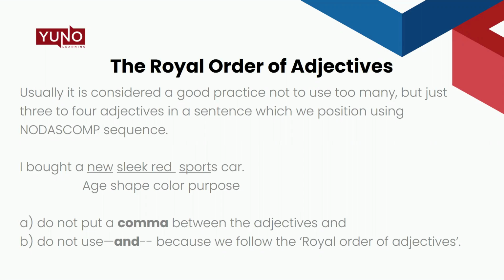Let's look at this example. I bought a new sleek red sports car. Now, what is new? That's the age. Sleek is the shape. Red is the color. And sports is the purpose for which the car is going to be used. So this is how we construct the sentence.